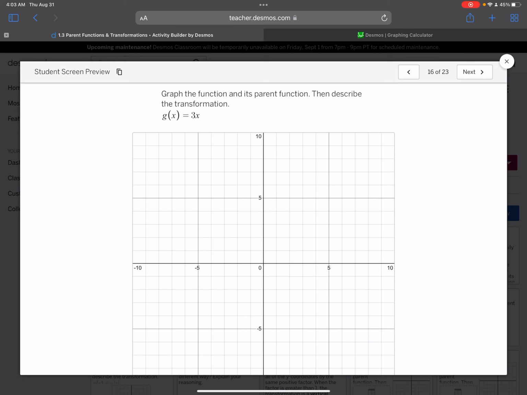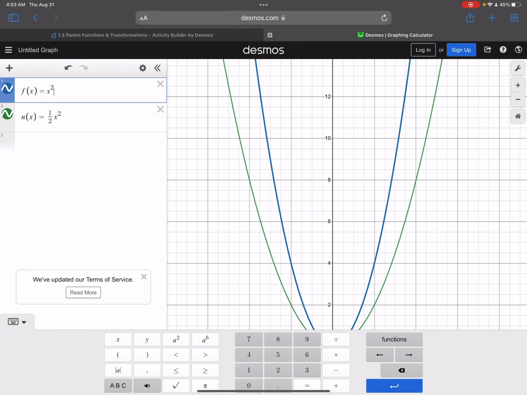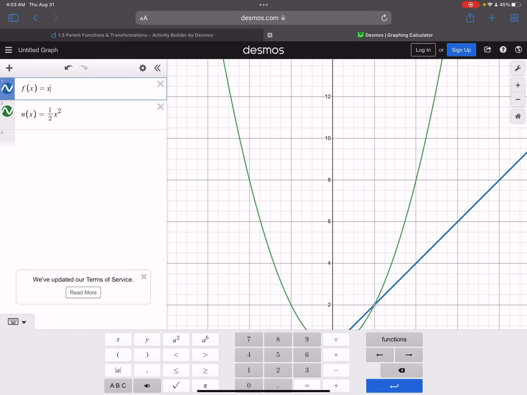All right, graph this function and its parent function. So 3x. Oh, this is self-assessment. Pause the video, do the self-assessment problems. You can continue to use Desmos, or you can graph by hand. It's up to you. All right, so you should be unpaused. You should have your answers.